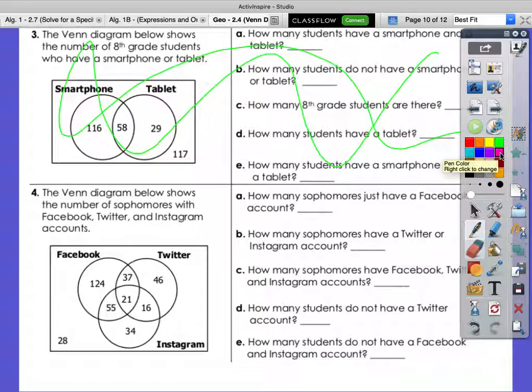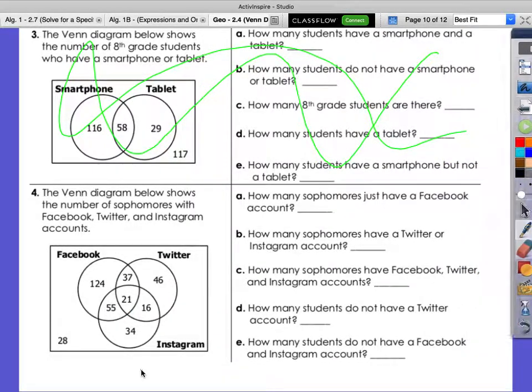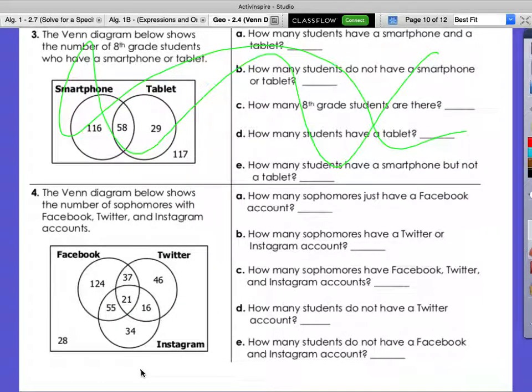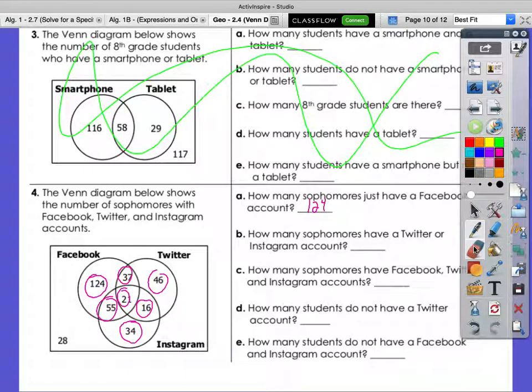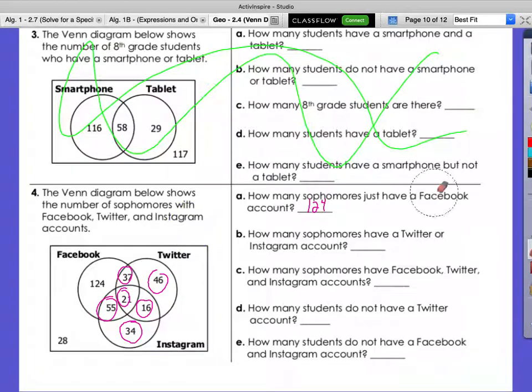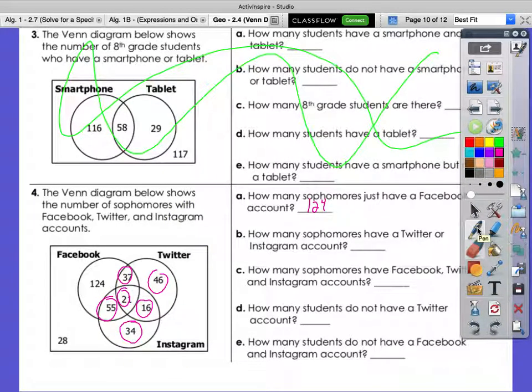On number 4, here we have now 3 groups. I want to just show you how this works. How many sophomores just have a Facebook account? Well, we'd only look at Facebook and nothing else. 124. If we go on to letter B, how many sophomores have a Twitter or Instagram? We're talking about all of them that have Twitter, or all of them that have Instagram. Any of the overlap is also included, and that ends up being 209.